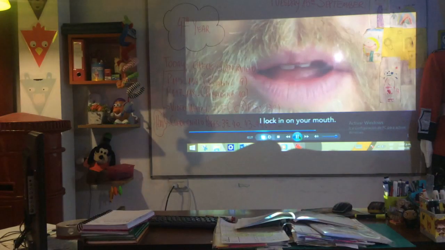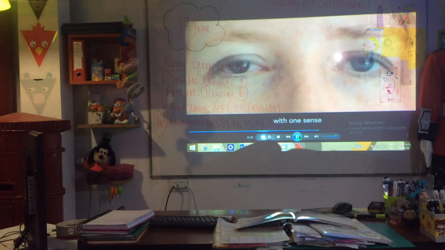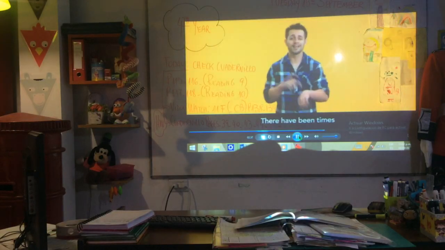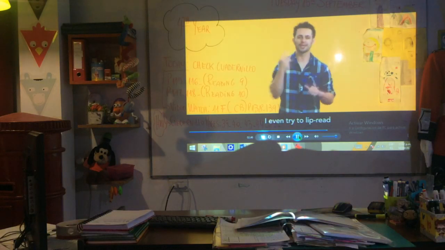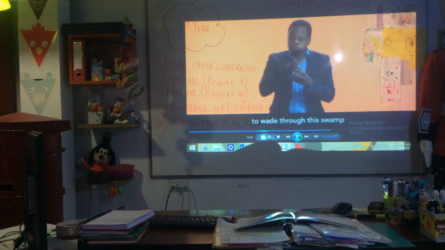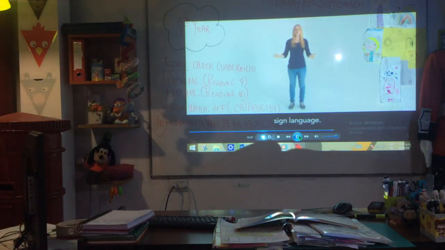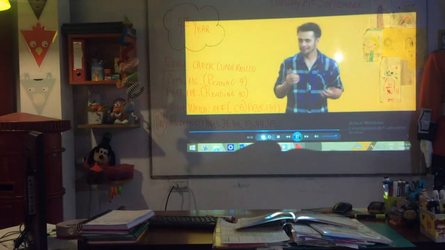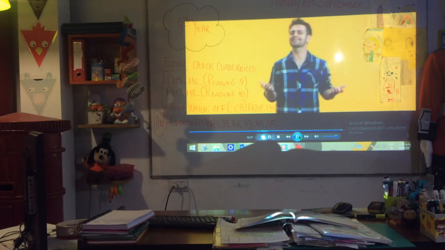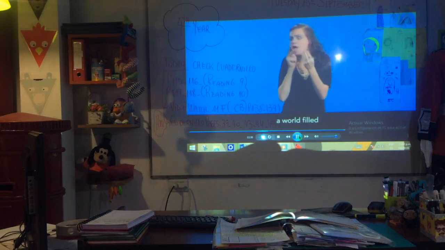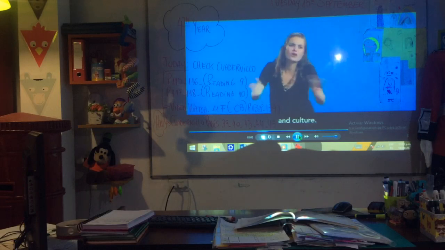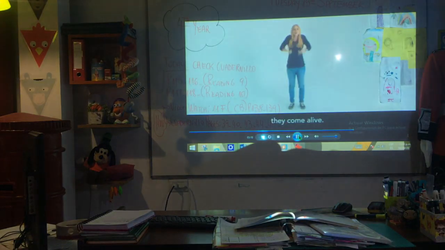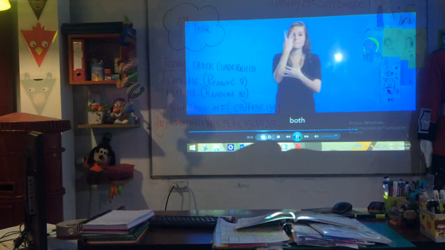Without all the pieces, I look at a mouth. I try to grasp with one sense information intended for another. There have been times when I question why I even tried to breathe with this voice, when I could just use sign language. Some deaf people choose to do just that. It's like a different world. A world filled with rich expression and culture. When people sign, they come alive. But I know I want both worlds.